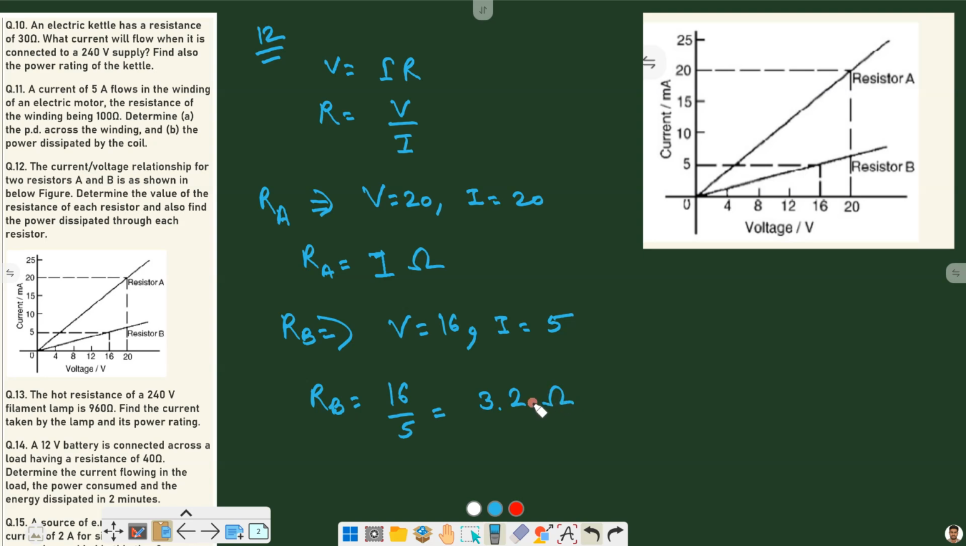We have the resistances now, but we have to find power. So power of A is equal to VA into IA, and VA is 20, I is 20, so 20 into 20, 400 watt. Power B is equal to VB IB, and it is 16 into 5 equal to 80 watts. So this is question number 12. Moving to question number 13.